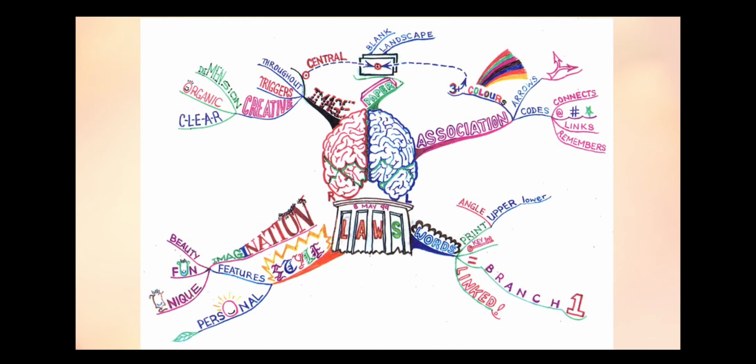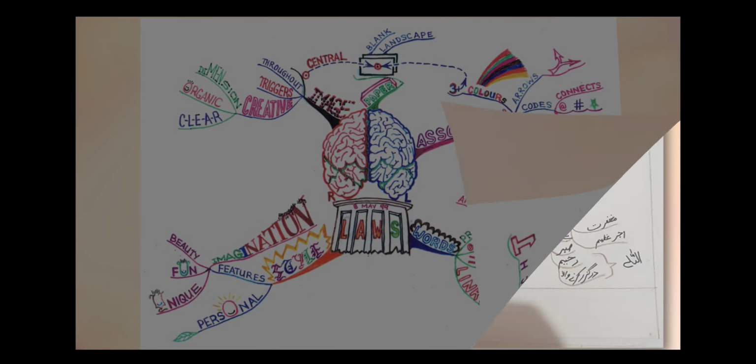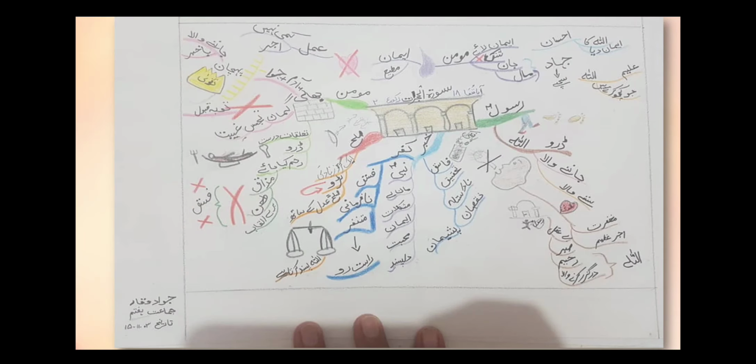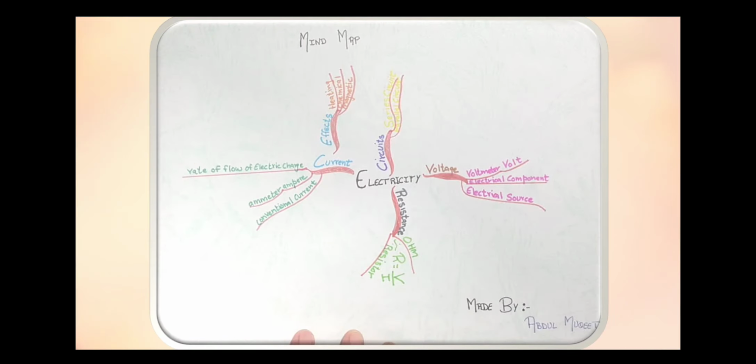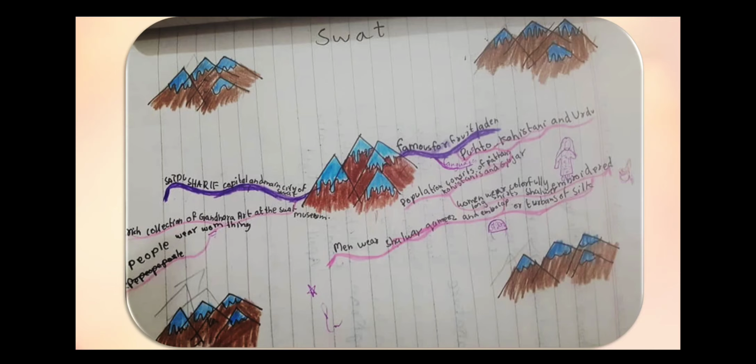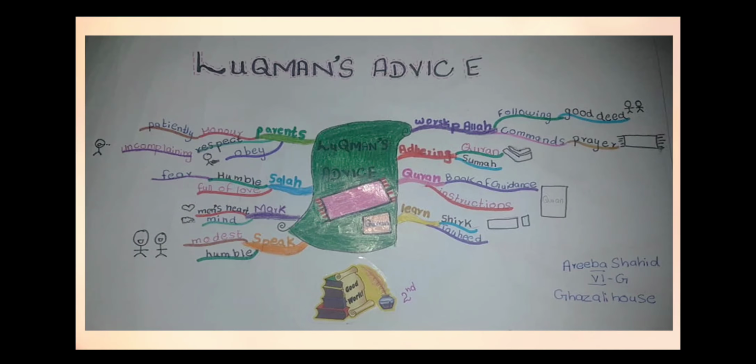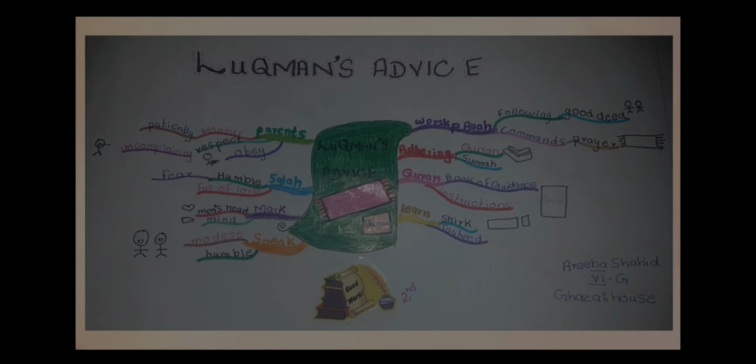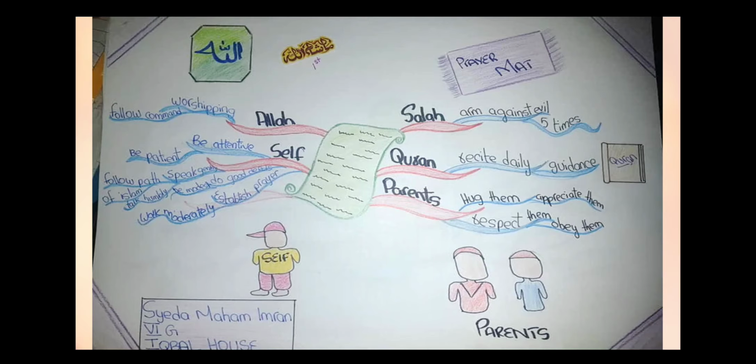And you create pictures and you create the mind map so that it triggers the information that is key, and you want to memorize that information. So this is what a mind map is, and you can see what it looks like. I will show you some more examples. This is a mind map of Surah Hujarat. This is a mind map related to electricity drawn by a class 6 student. This is another mind map related to SWOT from the English textbook. Lukman's advice. This is a poem which is based on the translation of Surah Lukman. This is also from Surah Lukman.